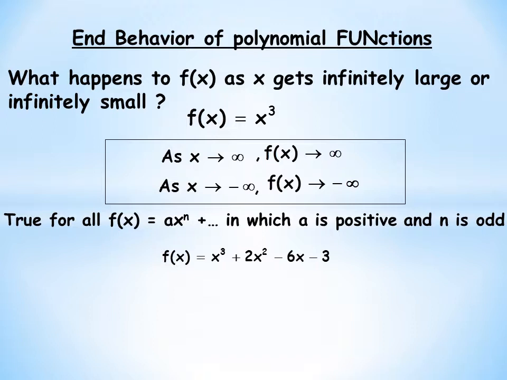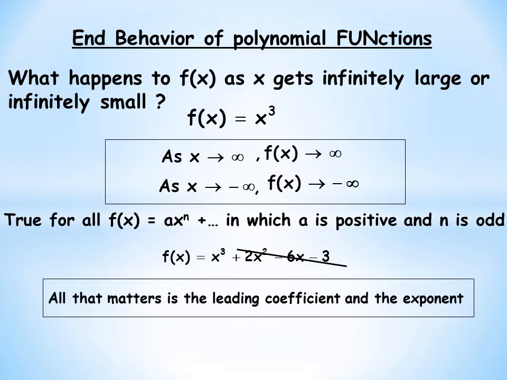Or x to the 21st, or any odd power would have this same end behavior, as long as the a value was also positive. So when you're looking at a function, for instance, x to the third plus 2x squared minus 6x plus 3, the only thing you really care about is the exponent on the leading term, so the 3, and the leading coefficient. Is it positive or negative? Other than that, you can ignore the rest of the function.